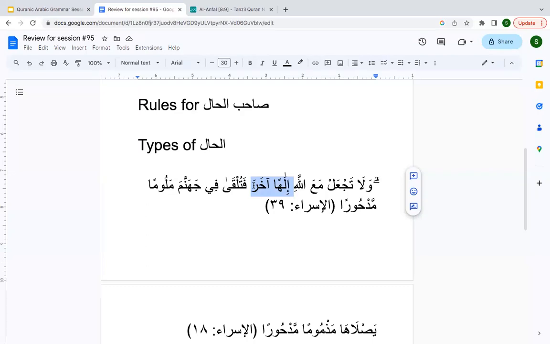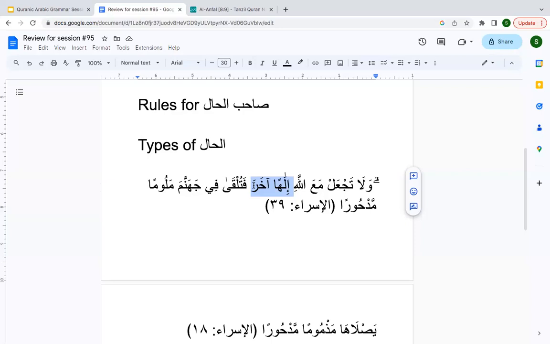And now comes your pronoun. Who is going to be the pronoun here? If ta is the alamatul mudari, the options are anta or hiya. Here the word started with second person, so it's going to be anta, right? Don't take with Allah other gods. Then you will be, I'm not going to translate fa yet, tulqa, you will be cast fi jahannama.